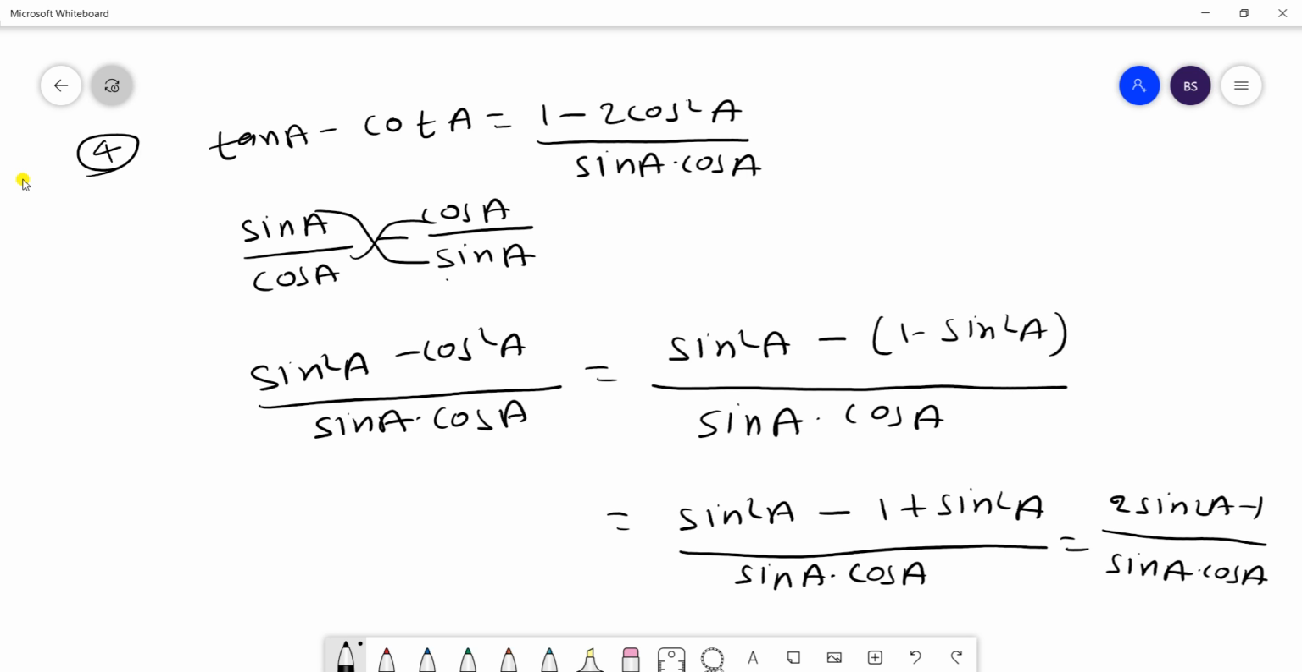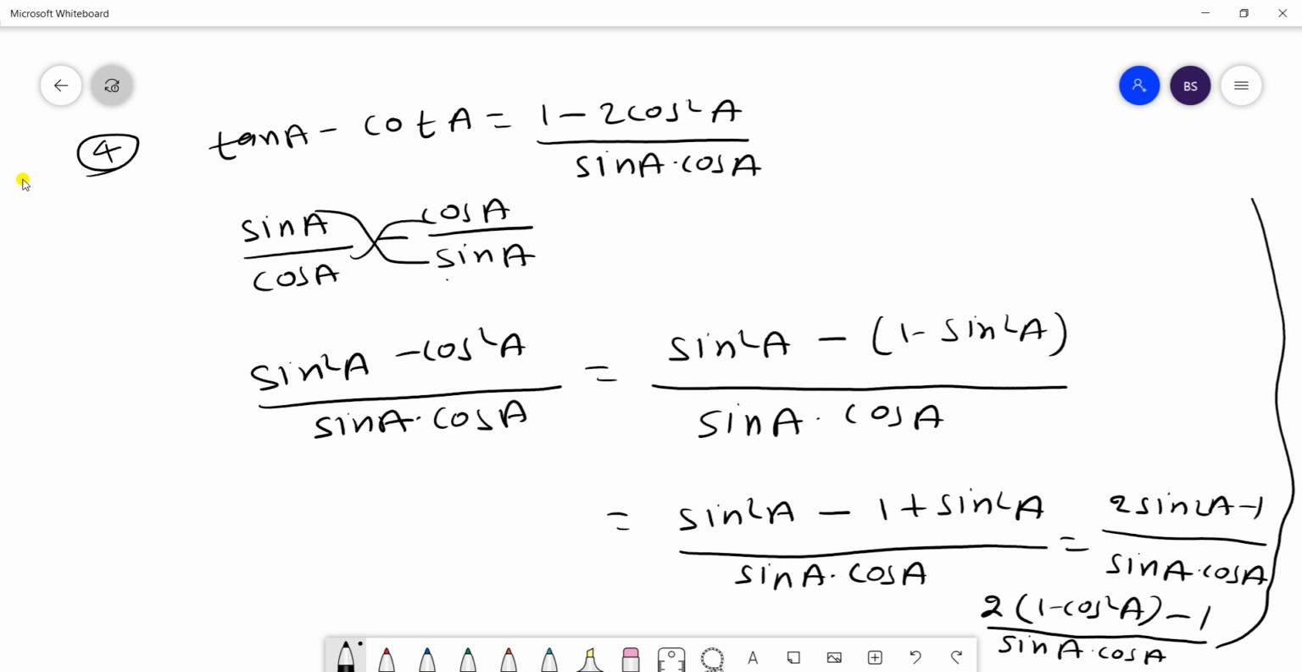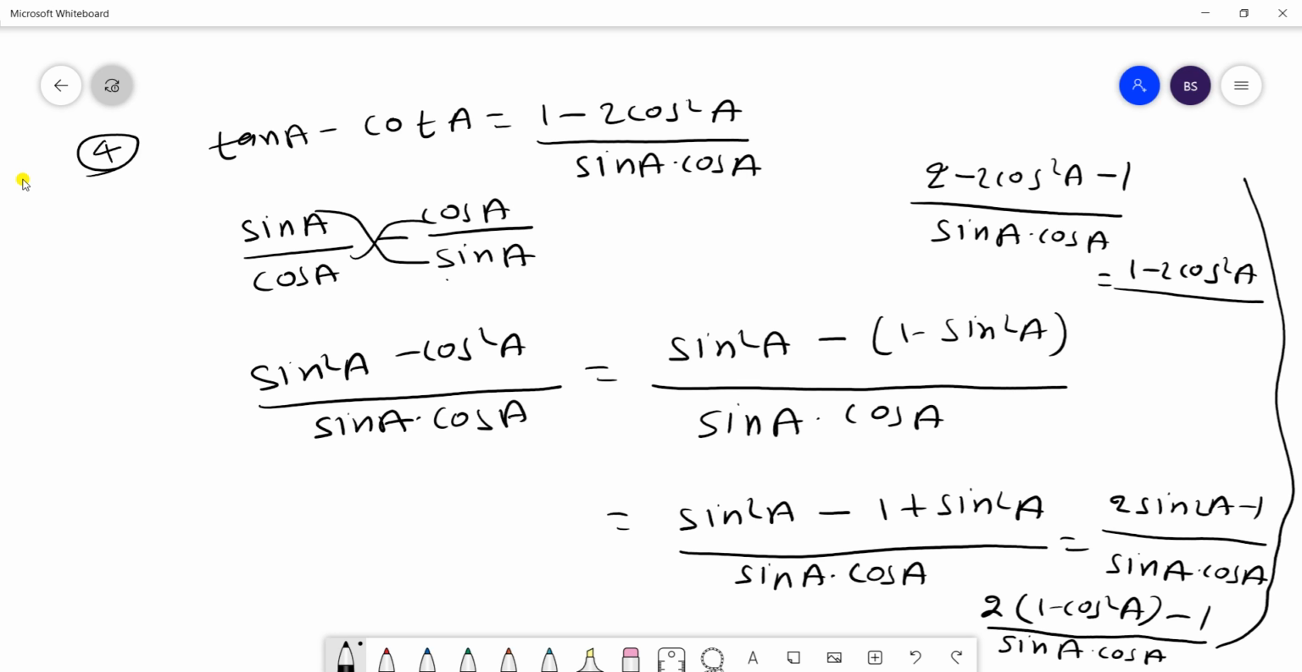Now what I will do, sin square a I will convert into cos square a. So 1 minus cos square a minus 1 divided by sin a into cos a. Okay, and here I will solve: 2 minus 2 cos square a minus 1 divided by sin a into cos a, equal to 1 minus 2 cos square a divided by sin a into cos a.